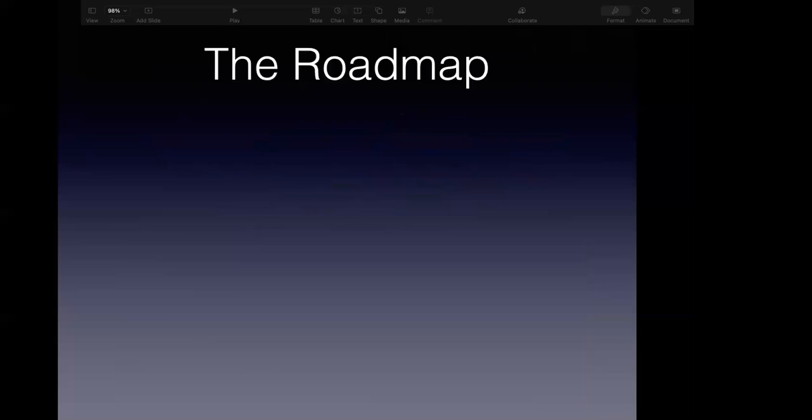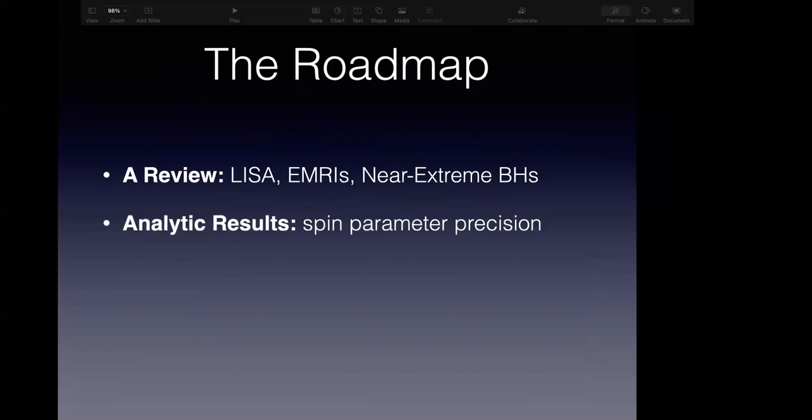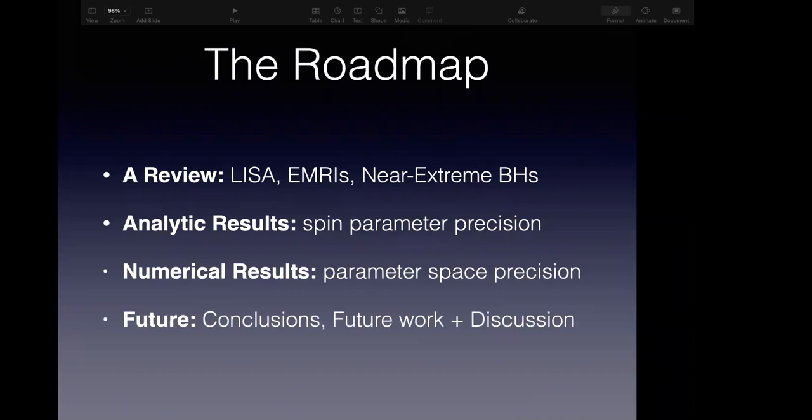So let me go through the roadmap. This is what I'm going to tell you. First, I'm going to give a very quick review of the gravitational wave detector LISA, some EMRIs, and also general material about near extremal black holes. Then I'm going to offer you some analytical results on how well we expect to constrain this spin parameter. This will motivate the numerical sections afterwards, where we use fully relativistic waveforms to figure out how well we can measure this parameter. Finally, we discuss some conclusions and future work we're thinking about, and then we can have a nice friendly discussion about the things I've spoken about today.